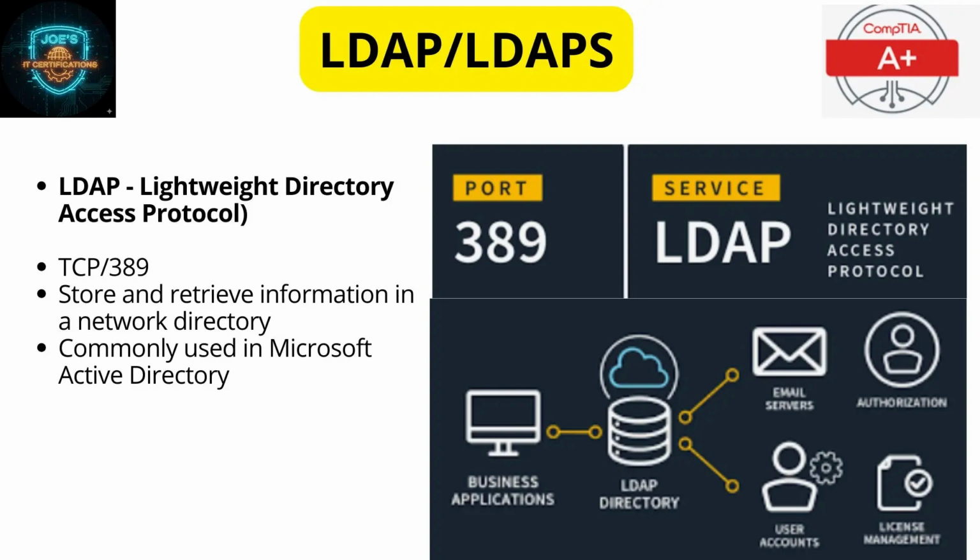Most organizations will have a central database that contains all of the important information about the devices, users, and important resources available on their network. This is usually a directory of services or a database that contains all of this information, and to be able to access this database, we use a standard set of protocols. One of these protocols is LDAP, or LDAP-S. This stands for the Lightweight Directory Access Protocol, or the Lightweight Directory Access Protocol Secure. LDAP commonly uses TCP port 389.